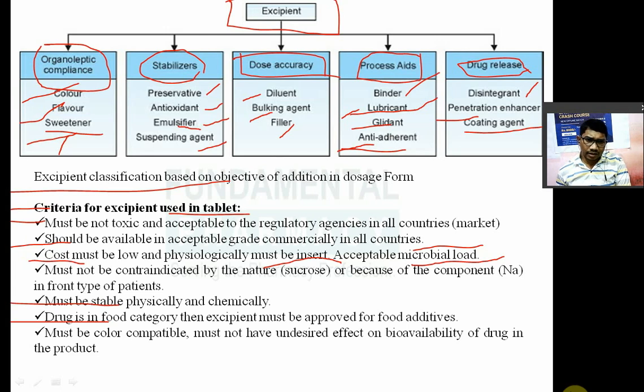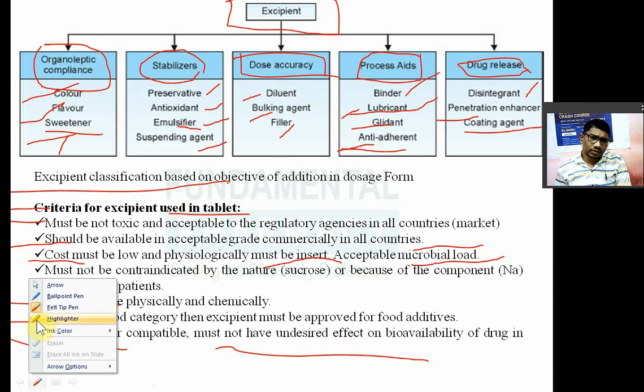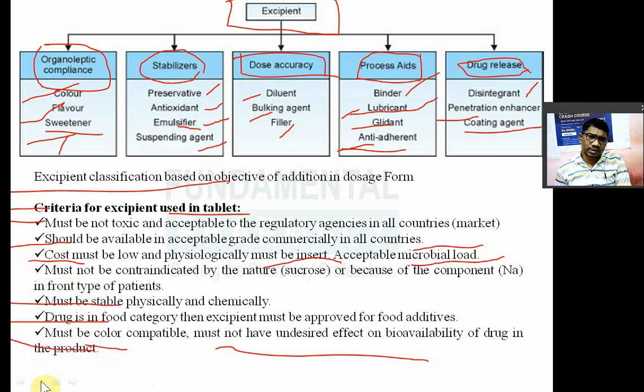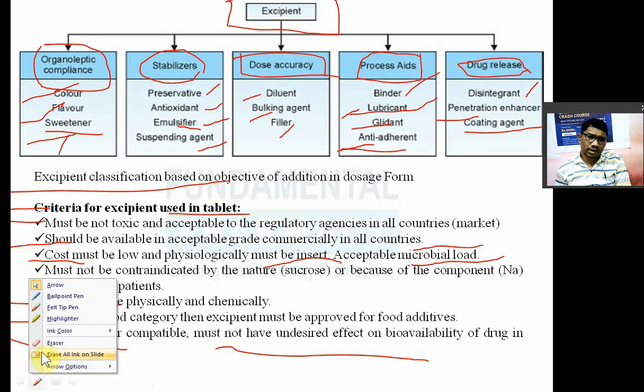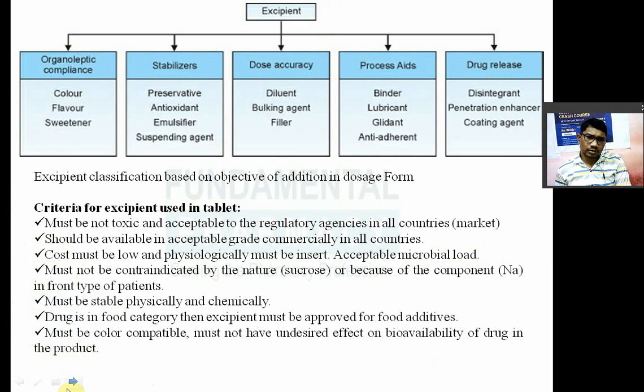It must be color compatible. The additives whatever you are using must be color compatible. नहीं तो प्रोडक्ट का आपका कलर है येलो, आपने कुछ एडिटिव्स यूज किए, वो बन गए सब ब्लैक, नहीं चलेगा. And it must not have an undesired effect on the bioavailability of the drug product. So these are the few qualities of excipients that are required. If you are using excipients in your formulation, these are the qualities that they must have.